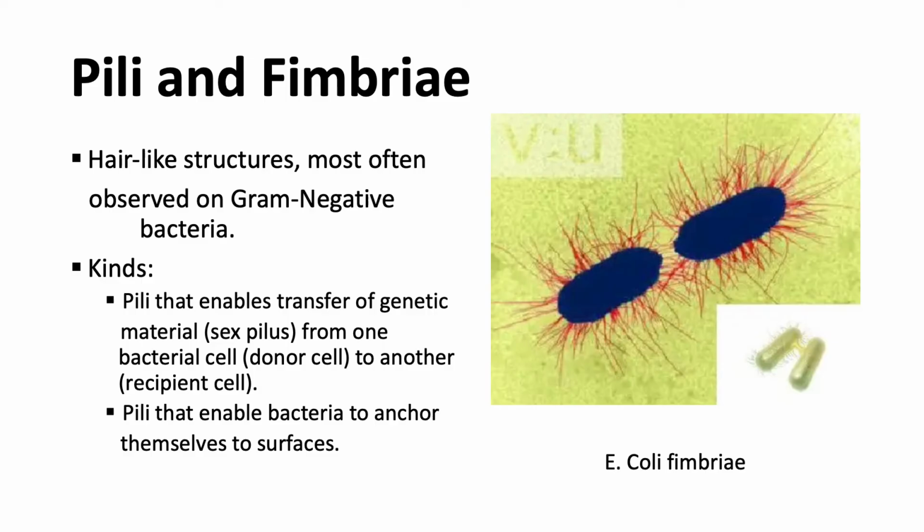Fimbriated bacteria are able to cause diseases such as urethritis and cystitis, whereas non-fimbriated strains are unable to attach to the cell surface to cause infection.